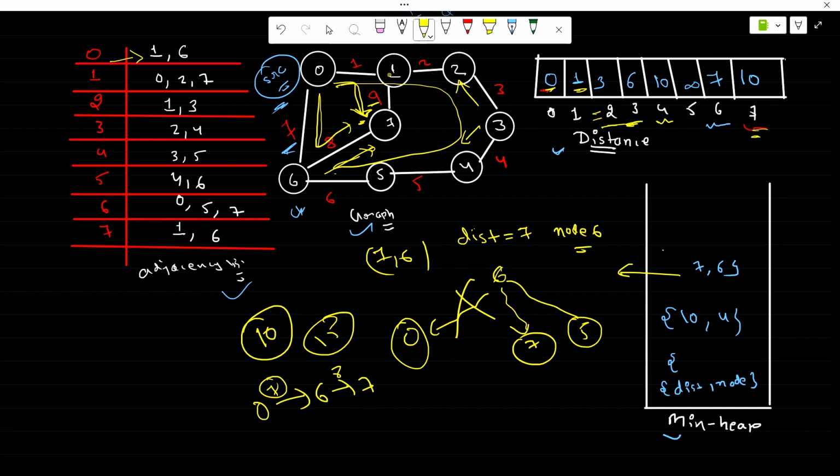Now from 0 to 6, the current distance is 7. If we add 8 more from 6 to 7, it is going to be 15, which is greater than 10. We will not update it. Till now we will not consider this path because that's the minimum one we will get, right?